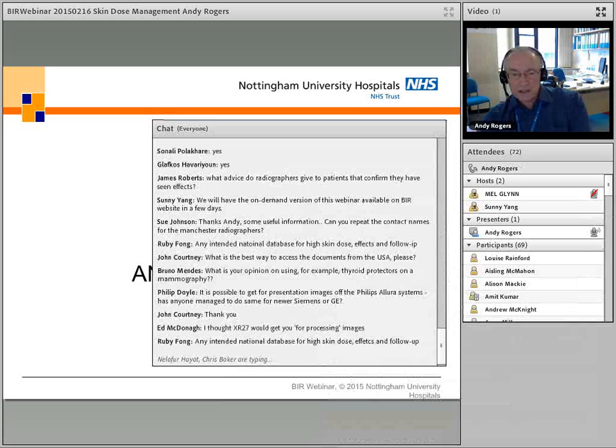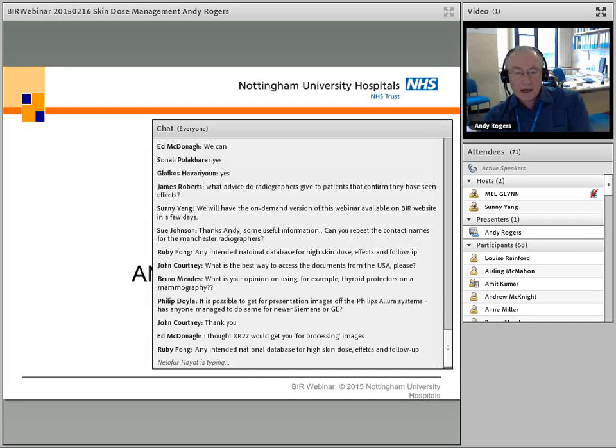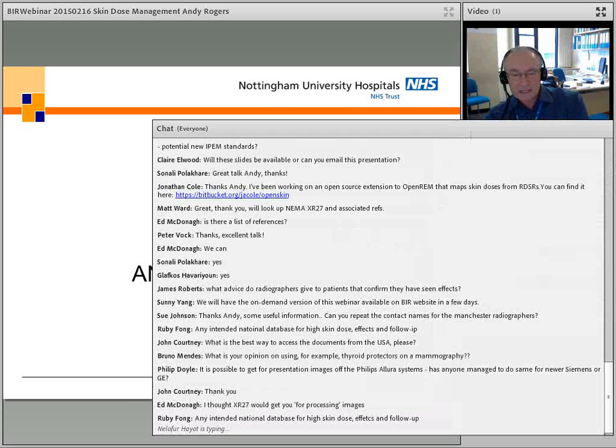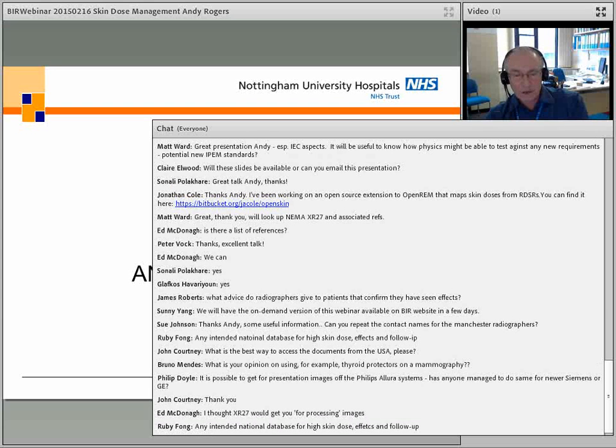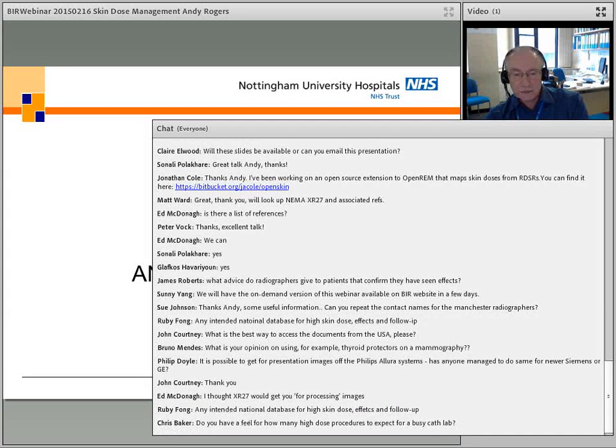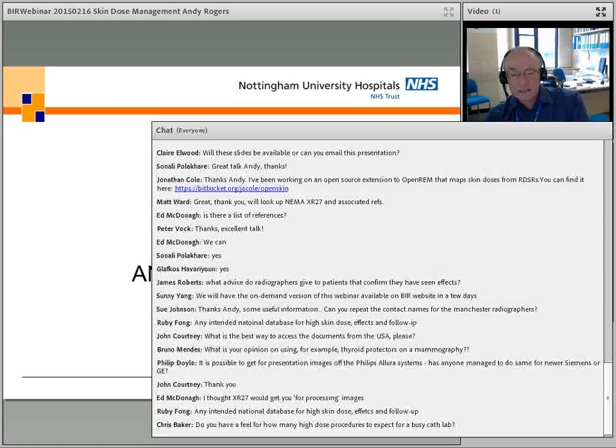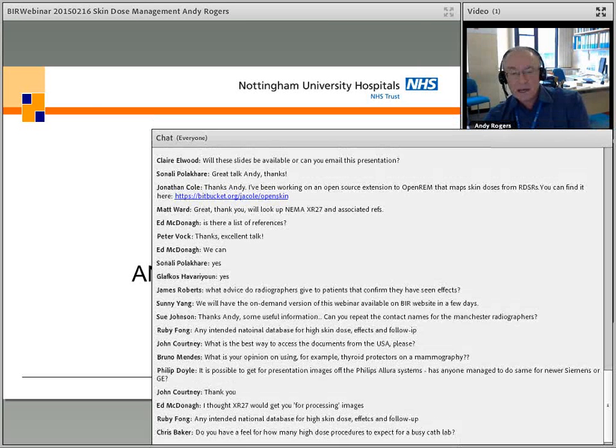Ruby's question is a lovely one. I'll answer that and probably have to make it my last one. I do think we need a national database for high skin dose effects and follow-up. I think that would be immensely useful. Whether we can run it on the back of the PHE initiative, I don't know. Failing that, I think there's a job for the professional bodies, probably led by the British Society for Interventional Radiology, to get cracking and sort something out, because it's something they do well in radiotherapy, and it's something we don't do quite so well in interventional radiology.